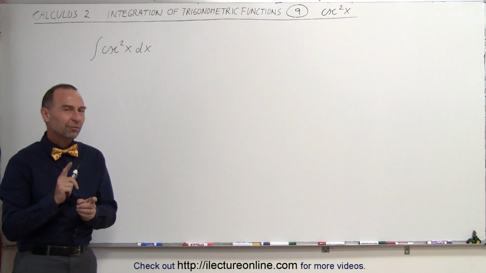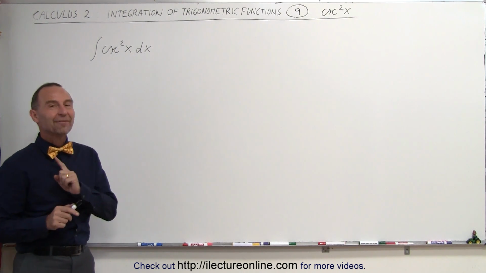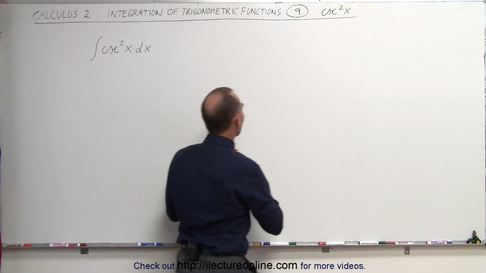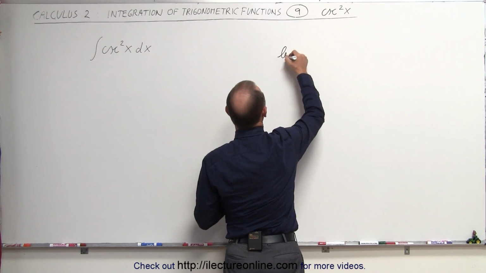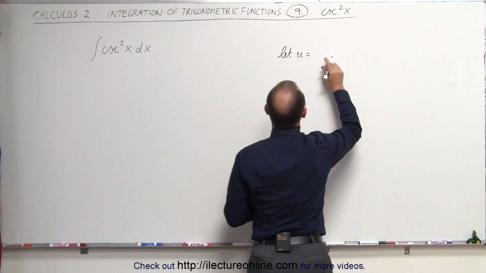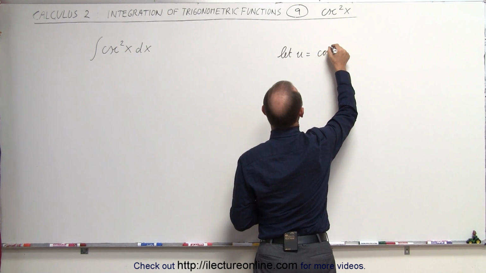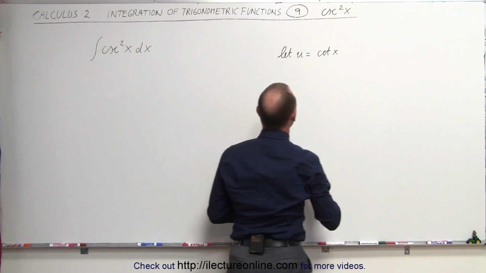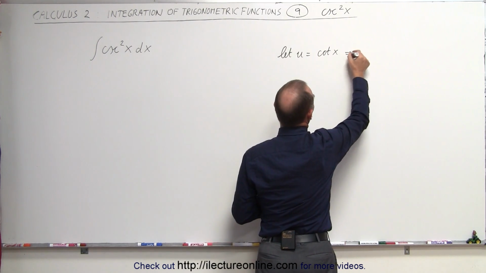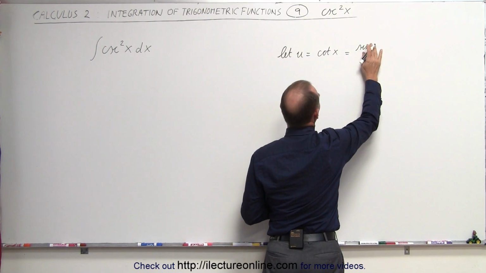In this video, we're going to try to find the integral of the cosecant square of x. And if you learned anything from the previous video, we might have a hint. How about doing the following? Let u equal, instead of the tangent of x like we did in the previous video, we're going to try the cotangent of x.